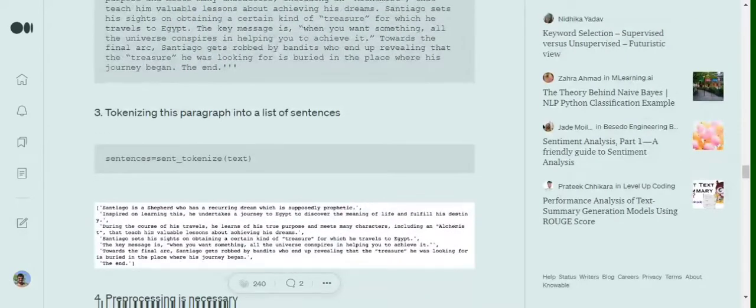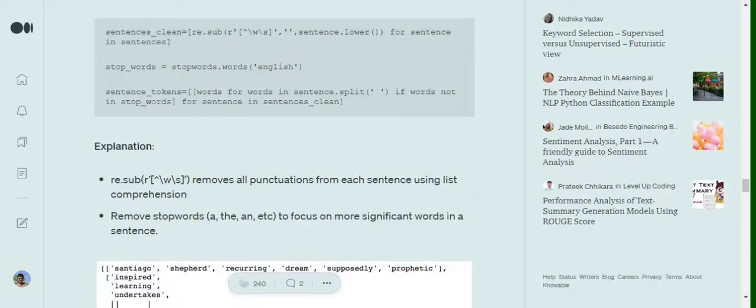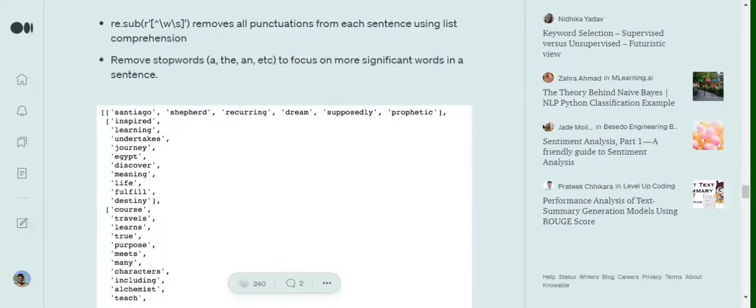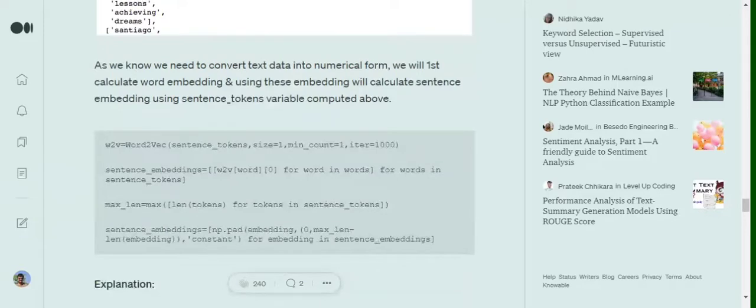Now, the next step involves the basic pre-processing in any NLP problem that we do, that is sentence tokenization, word tokenization, etc. Removing some numbers if you wish to, removing stop words, etc. Now, once we are done with the pre-processing, we will be calculating word embeddings for each of the sentences present using Word2Vec.